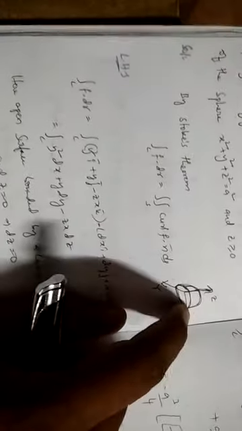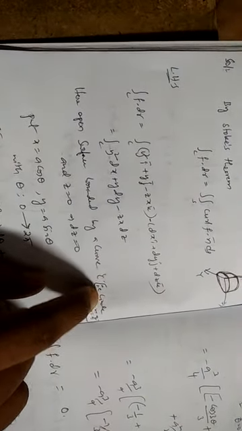Now the open surface on the xy plane is a circle, with equation x squared plus y squared equal to a squared. What is the z value on the xy plane? Simply 0, so dz is 0. Applying dz equal to 0, that term is 0. Now we need to integrate this as a curve integral.